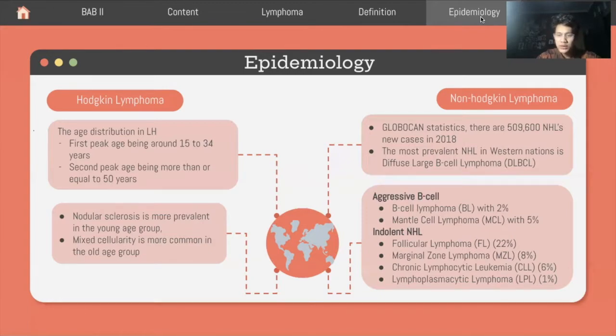Burkitt lymphoma or BL with 2% of cases, and mantle cell lymphoma or MCL with 5% of cases, are two other aggressive B-cell lymphomas. Follicular lymphoma or FL is the most prevalent indolent B-cell non-Hodgkin lymphoma in the Western world, accounting for 22% of cases, followed by marginal zone lymphoma or MZL around 8%, chronic lymphocytic leukemia or CLL around 6%, and lymphoplasmacytic lymphoma or LPL around 1%.